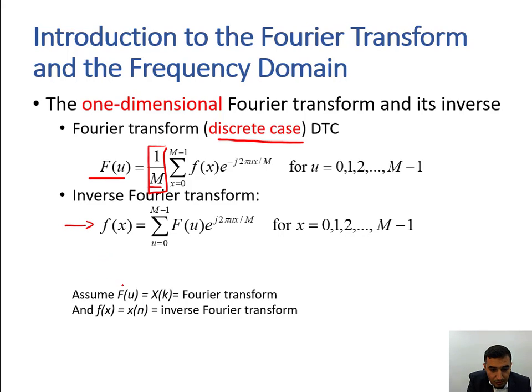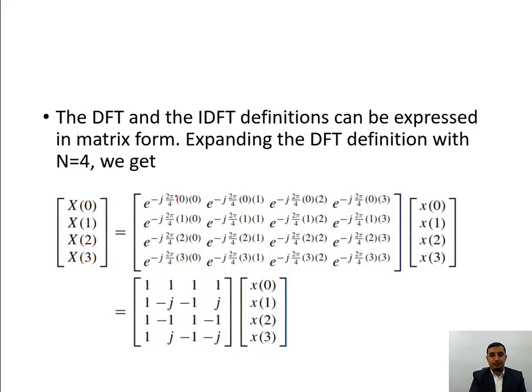Now, if we assume, for simplicity, that F(u) is equal to X[k], which is the Fourier transform, and f(x) is equal to x[n], so the small letter is the actual value and the capital letter is the transform value. Let's see how it's done.